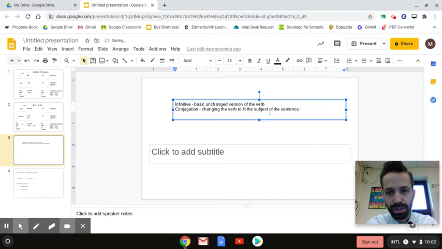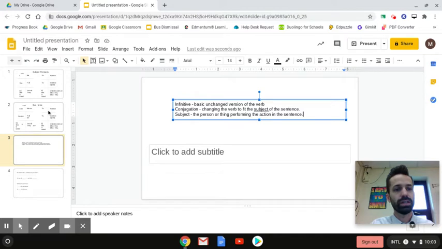And this word here, subject of the sentence, is different than the subject of a book. In a book or something like that, the subject is the topic, what you're talking about. But in grammar, for a sentence, the subject is the person or thing performing the action in the sentence. Those terms are going to be very important to know. So when I talk about subject, I'm talking about who is doing the action in the sentence. Conjugation is changing the verb or the action word in the sentence to fit that subject. And the infinitive is the unchanged version of the verb.